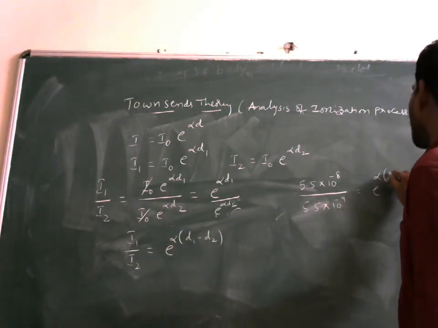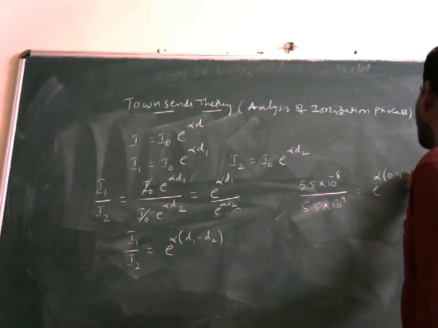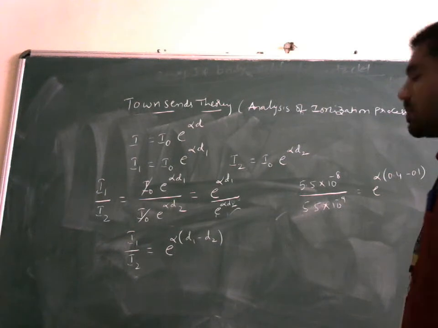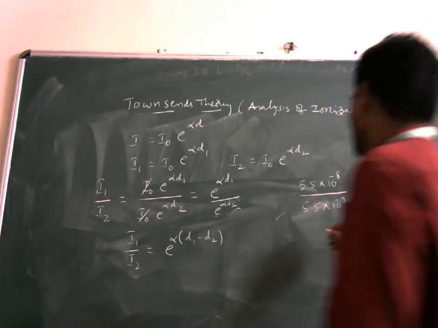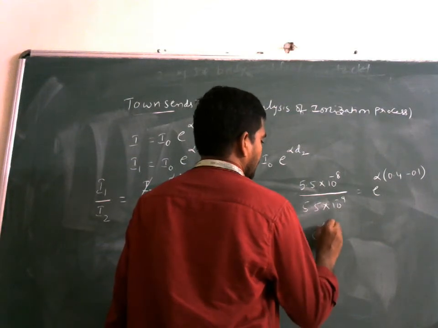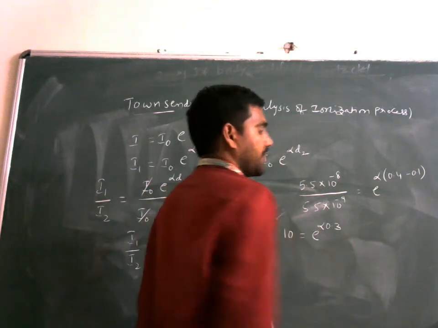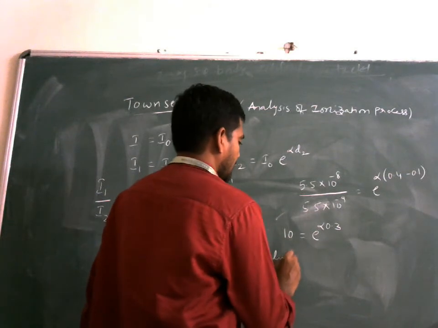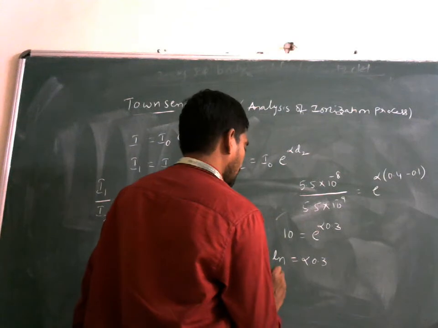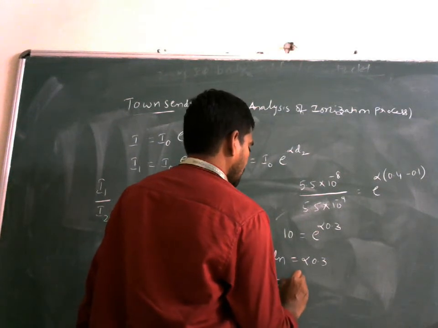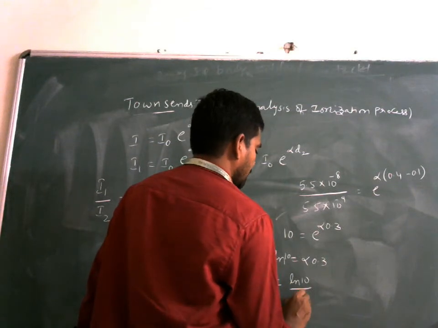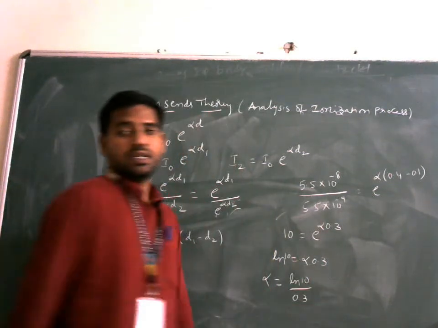d1 is 0.4, d2 is 0.1, so alpha into (0.4 minus 0.1). So we are going to get this value 10, which is equal to e power alpha into 0.3. If I apply logarithm on both sides, then we get the alpha value. Alpha is equal to ln 10 divided by 0.3.